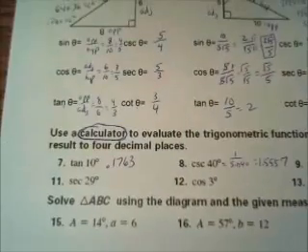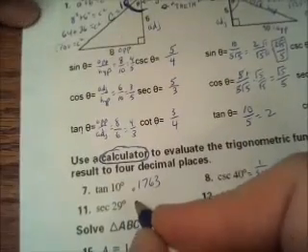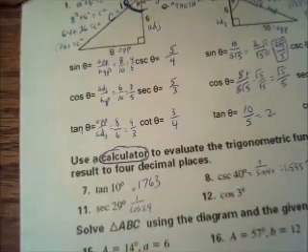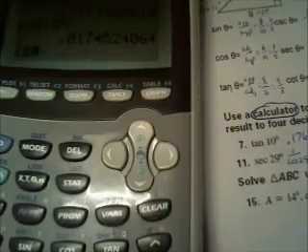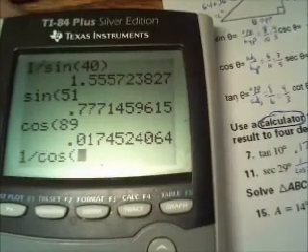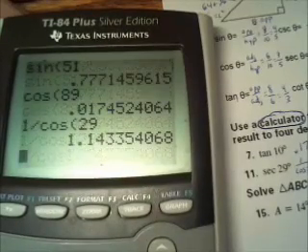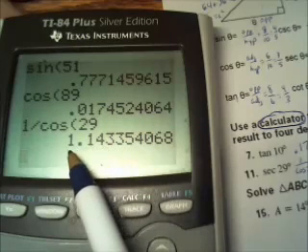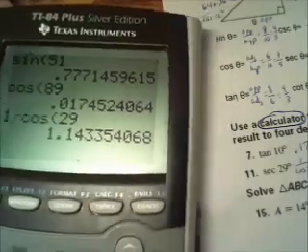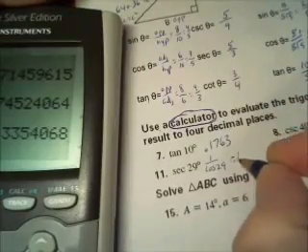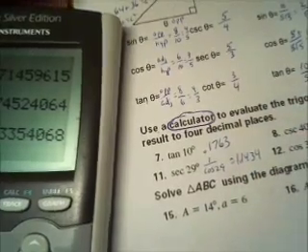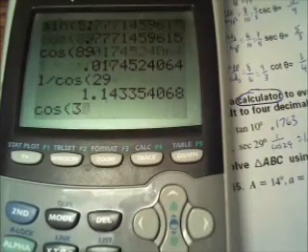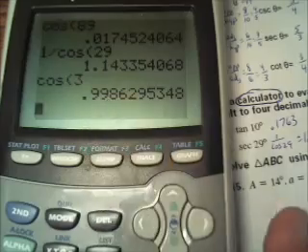4 more to go, and then we'll call it a day. Secant is the reciprocal of the cosine, so this is 1 divided by the cosine of 29. So we do 1 divided by the cosine of 29. 1.1433, oh, the 5 rounds the 3 up to a 4, so 1.1434 to 4 decimal places. The next one is the cosine of 3, cos of 3 degrees, 0.9986.